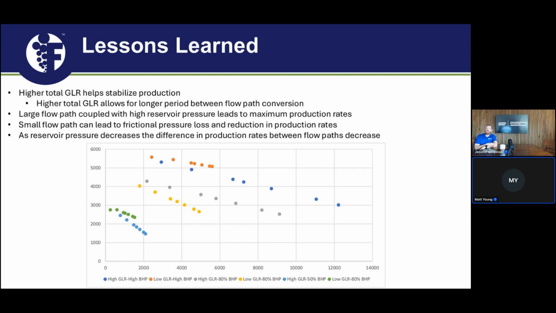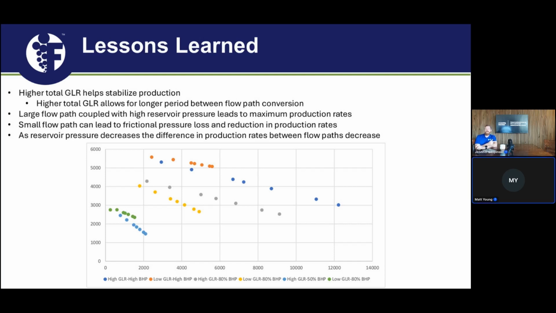Definitely found that this is something that we can build on and really improve on in terms of flow path selection. But the biggest takeaways are, look at our production rates, look at our total GLRs, and that might just be formation GLR, or it could be a combination of formation and injection if we plan to gas lift the well, to really help pick those flow paths.